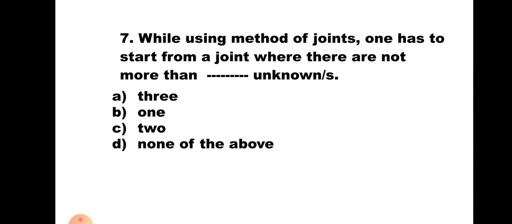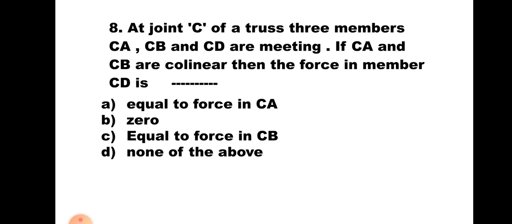So there should not be more than two unknowns, hence the correct answer is C, 2. Question number 8. At joint C of a truss, three members CA, CB and CD are meeting. If CA and CB are collinear, then the force in member CD is: A, equal to force in CA; B, 0; C, equal to force in CB; and D, none of the above.